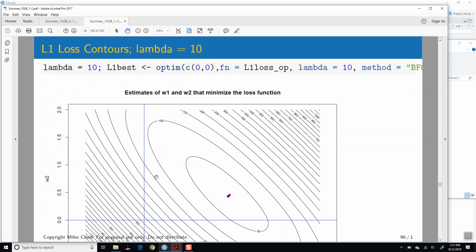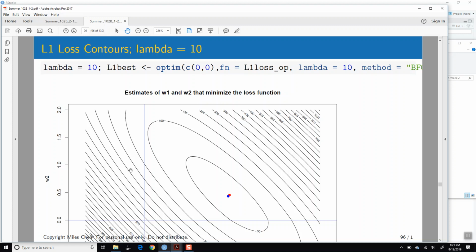Here is kind of the plot here. This red dot is the W1 and W2 that minimize the OLS regression. And watch what happens. So this is with lambda equal to 10. The coefficient estimates are similar, but a little bit different. Okay? These blue lines represent if W1 and W2 are both 0.